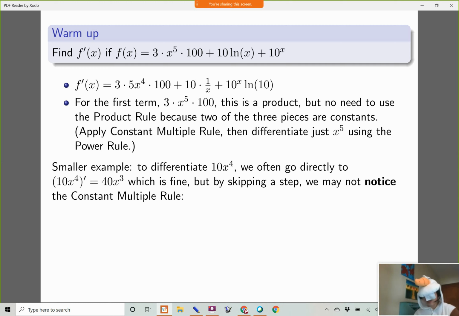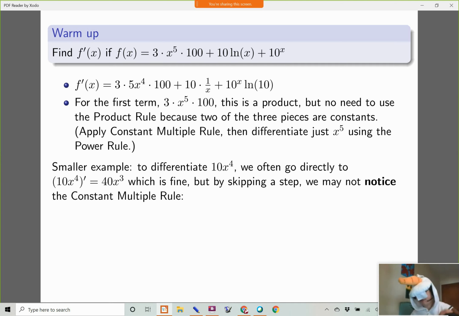So I have a smaller example. I think often when we differentiate 10x to the fourth, we think, oh yeah, we're just going to take 10x to the fourth, apply the derivative. We very directly multiply in our heads 10 times 4 right away and just say that the derivative is 40x to the third. There's nothing wrong with that. That is true. But we are technically skipping a step here.